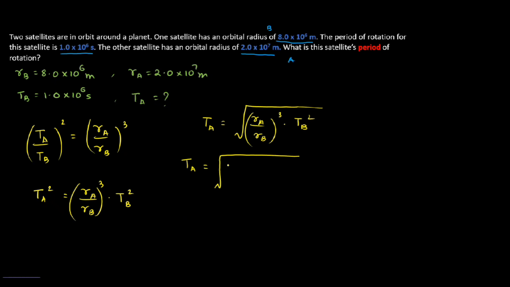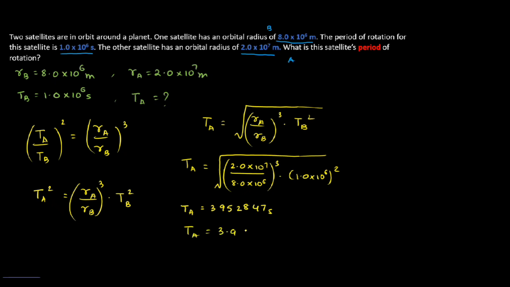When we substitute, RA is 2 times 10 to the power 7. RB is 8 times 10 to the power 6, cubed, times 1 into 10 to the power 6, squared. And you get your TA as 3952.847 seconds, which you can write as 3.9 times 10 to the power 6 seconds.